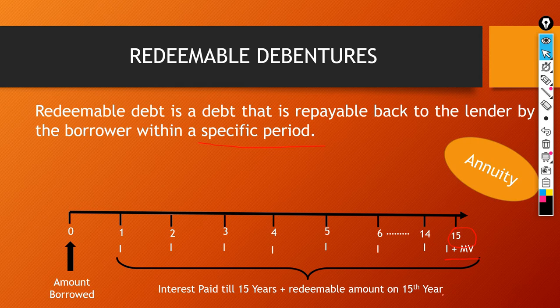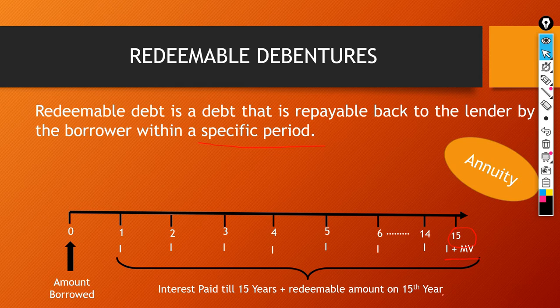Because the only difference between annuity and perpetuity is that in perpetuity, I'm not aware about the last date. I'm not aware about the time period till when I have to pay. But in case of annuity, I am aware that this is the last installment that I have to pay. Over here, I am aware that till 15 years I have to pay the interest, and at the end of 15 years I have to pay the maturity value also.